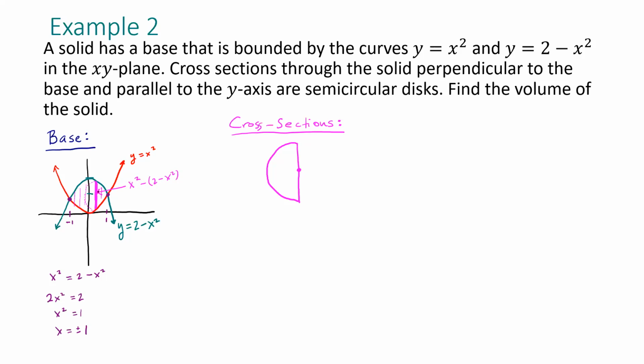So just think, the length of this segment would be subtracting the y coordinates at each point on the top and the bottom. Okay, so maybe I'll say it that way. First, I'm doing the y top minus the y bottom to get the length of that segment, which is x squared minus 2 minus x squared. And that's going to be the diameter of this semicircular cross section.